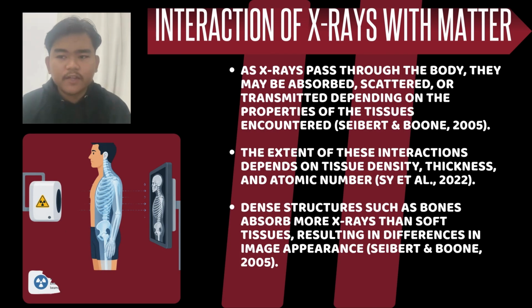For the interactions of X-ray with matter, as X-rays pass through the body, they may be absorbed, scattered, or transmitted, depending on the properties of the tissues. The extent of these interactions depends on tissue density, thickness, and atomic number. Dense structures such as bones absorb more X-rays than soft tissues, resulting in differences in image density.